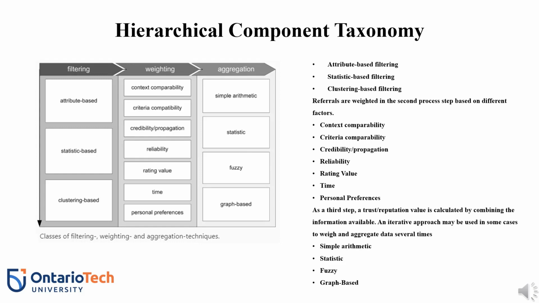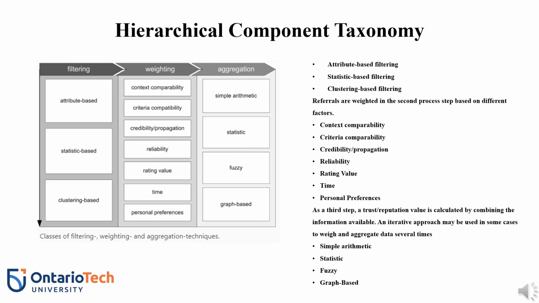And then is rating value. Trust is event sensitive. For stronger punishment of bad behavior, the weight of positive ratings compared to negative ratings can be calculated asymmetrically. Next is time. Due to the dynamic nature of trust, it has been widely recognized that time is one of the important factors for weighting of the referrals. Last is the personal preferences.